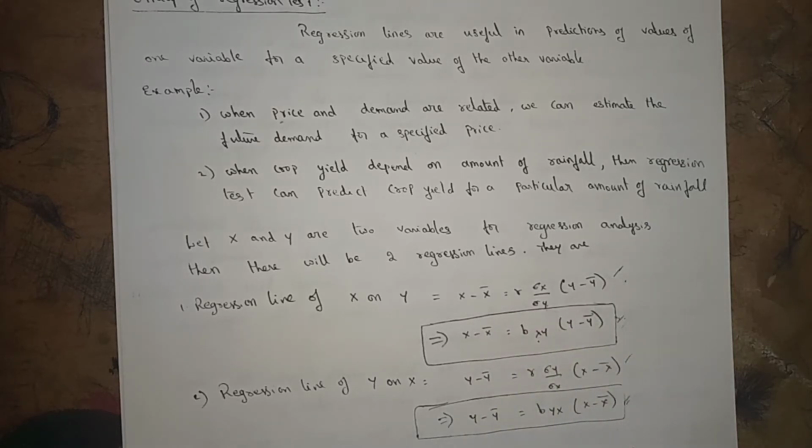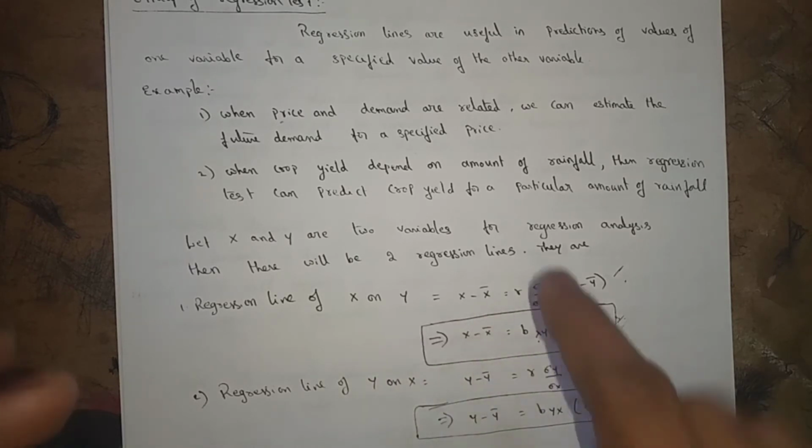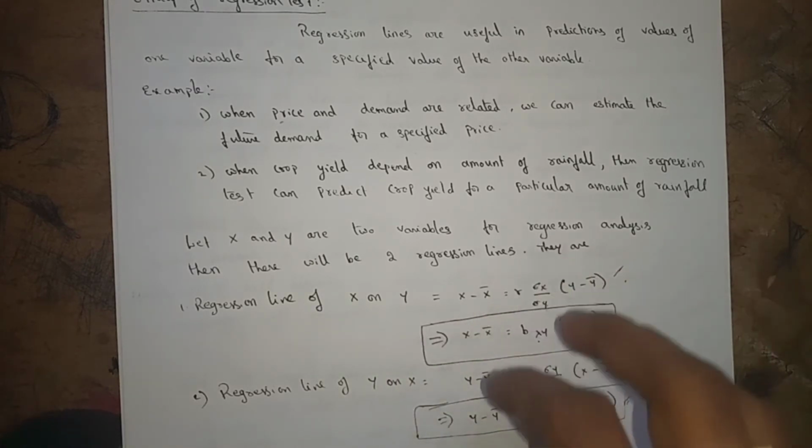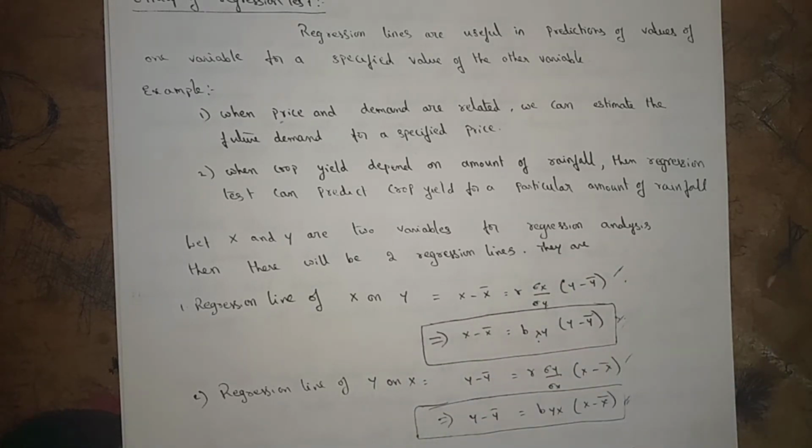Line, straight line equation. What is the straight line equation? y minus y1 is equal to m into x minus x1. m is the slope. Slope formula is y2 minus y1 by x2 minus x1. The same way, lines of regression. This is a line. That's why I am writing the straight line formula.